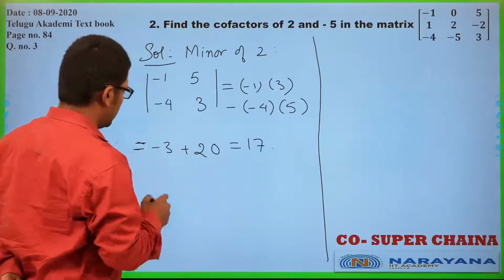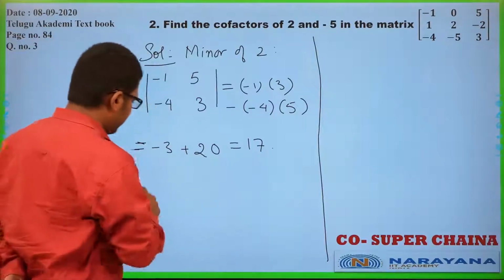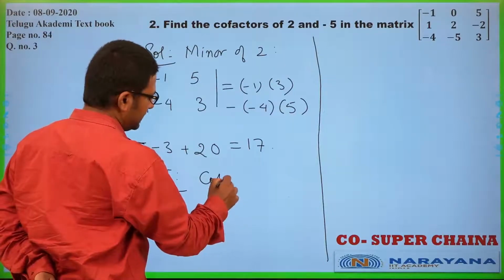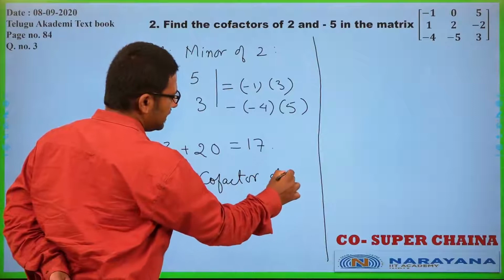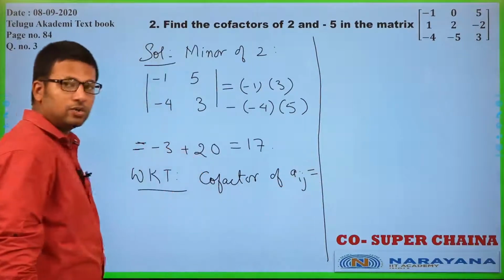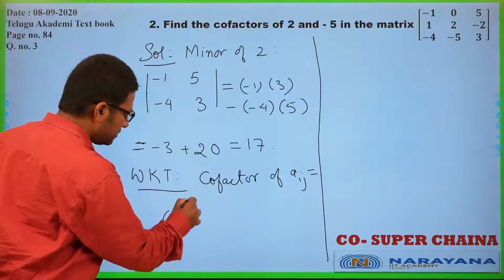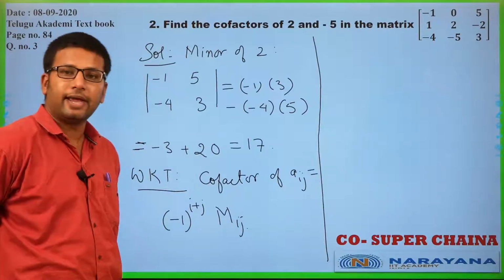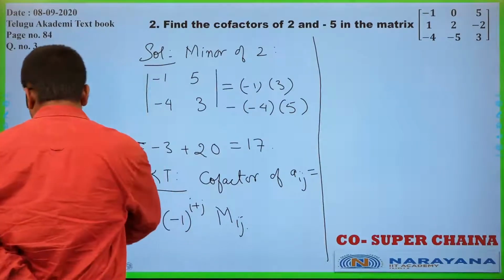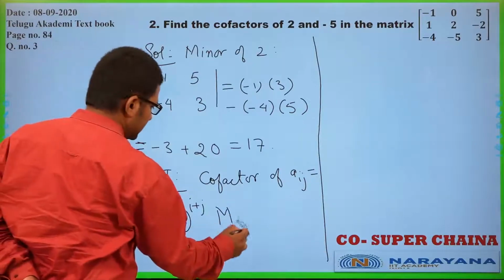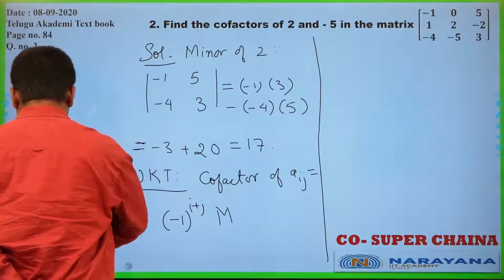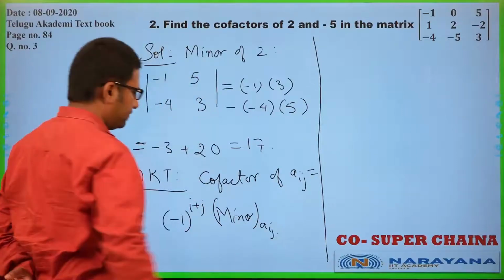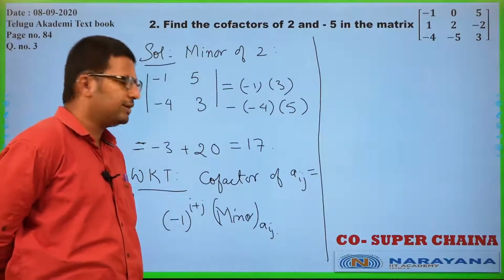But this is the minor of 2. Now the cofactor. Let us write the formula for cofactor. The cofactor of any element aij is equal to -1 raised to i plus j into the minor of aij. For the sake of clarity, let us write it as minor of aij, which we can also write as mij.